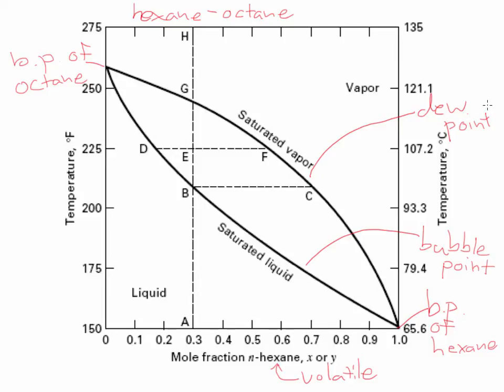And notice that the dew point and the bubble point are both dependent on composition, right? As we become richer and richer in hexane, the bubble point drops. We begin to form vapors at lower and lower temperatures, and the dew point also drops. So we begin to form liquid also at lower and lower temperatures. The temperature of vapor-liquid equilibrium decreases as we increase the composition of hexane in the system.